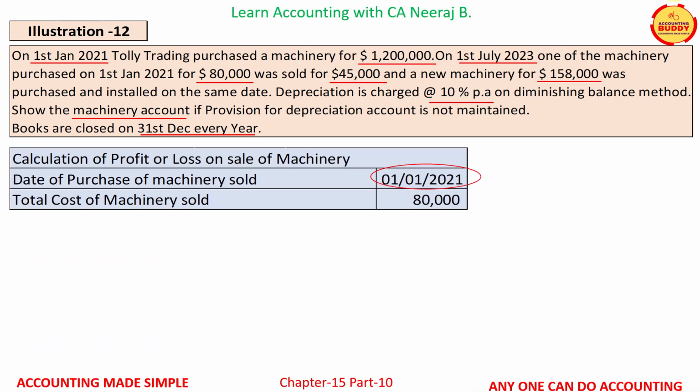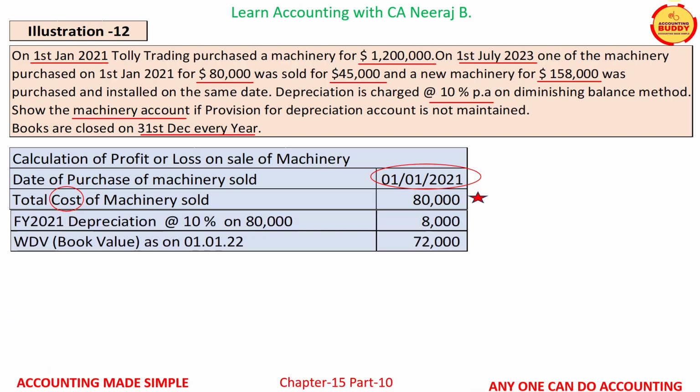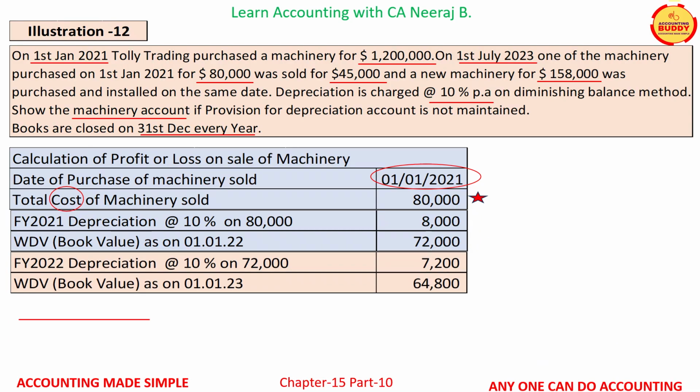1st January 2021 is the date on which the machinery sold was purchased. The cost of the machinery sold is $80,000. Depreciation at the rate of 10% per annum on this machinery costing $80,000 for the financial year 2021 is $8,000. Therefore, the WDV or the book value of the machinery as on 1st January 2022 will be $72,000, that is $80,000 less $8,000. Depreciation for the financial year 2022 will be charged at the rate of 10% per annum on the WDV value of $72,000 of this machinery.